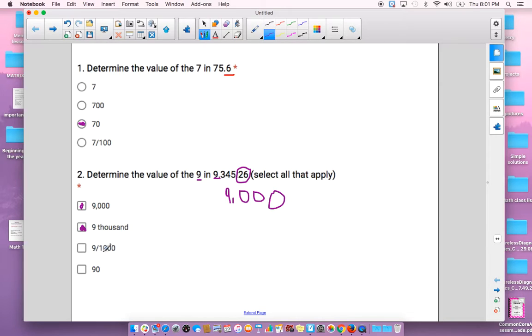Let's look at this next one. This is 9 thousandths. And that would be if the 9 were in the decimal, in the thousandths place. So it cannot be this one. And here is just 90. So for that, it would just be the first one and the second one. All right, let's move on to question number 3.